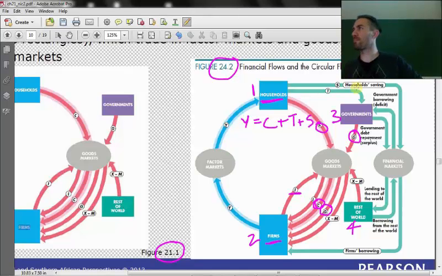You with me? Yeah. So household spending: consumption, taxes, or savings. Governments. Governments can purchase goods and services from firms. What kind of goods and services do governments purchase from firms? Well, if they're going to build roads, they will contract with a road construction company. If they're going to build bridges, they contract with a bridge construction company.